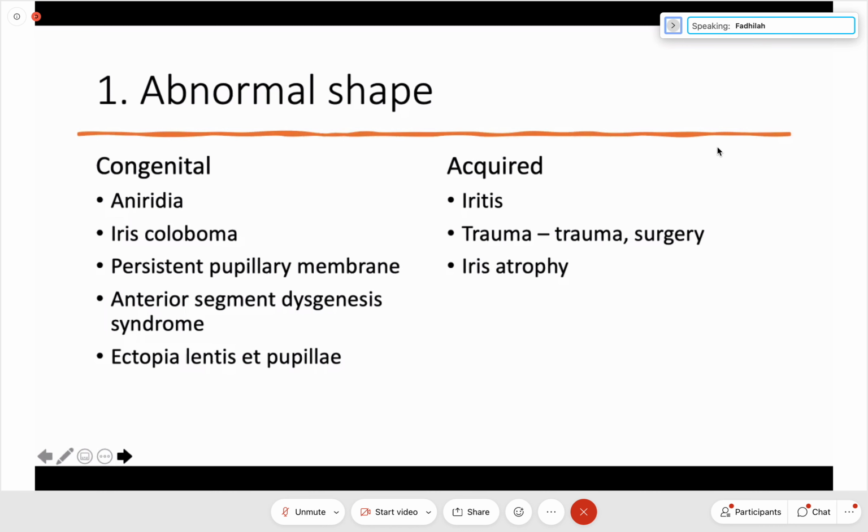Congenital conditions like aniridia, iris coloboma, PPM, persistent pupillary membrane, anterior segment dysgenesis syndrome, ectopia lentis et pupillae. So this is quite easy. You see them at a very young age, and there's nothing much you can do about it. Now, acquired conditions are like iritis, trauma, like secondary to injury or surgery. And finally, iris atrophy.